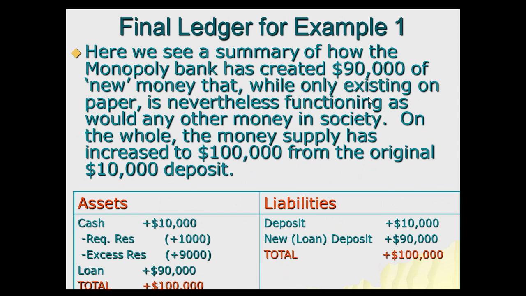And this would be the end of the day for Monopoly Bank. Here you can see the Monopoly Bank has taken an initial $10,000 deposit and kept $1,000 of that $10,000 as required reserve in cash. That freed up $9,000 in excess reserve money, and then that $9,000 is going to be used to give out a loan.